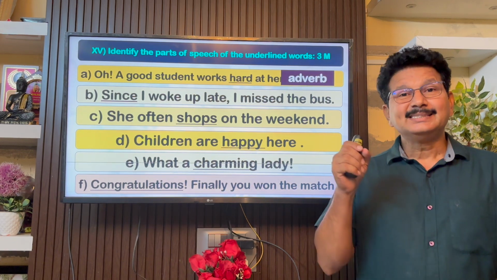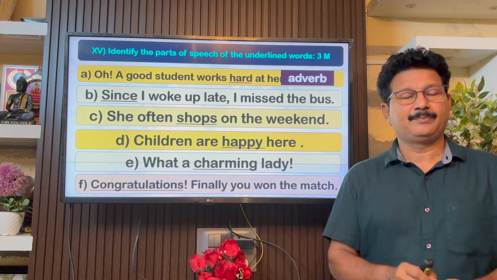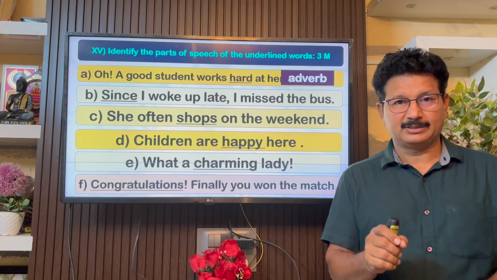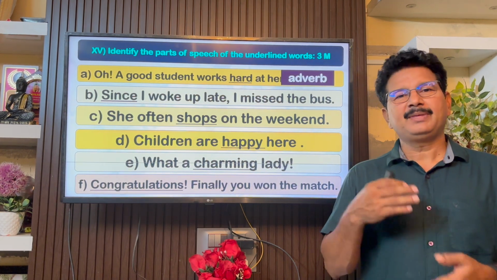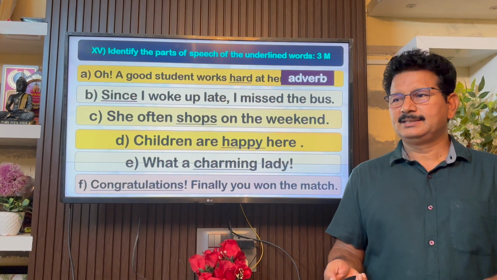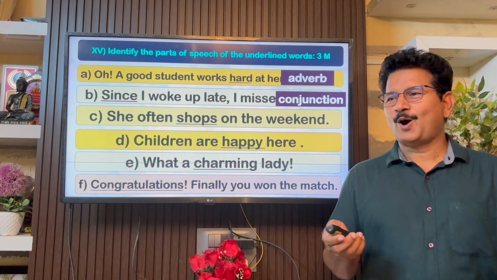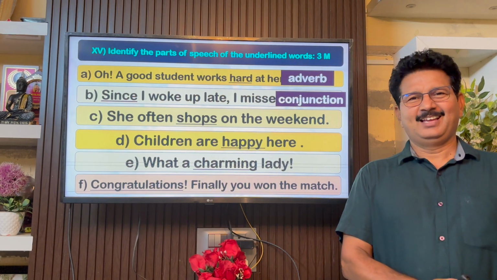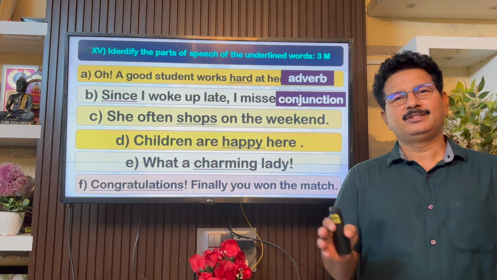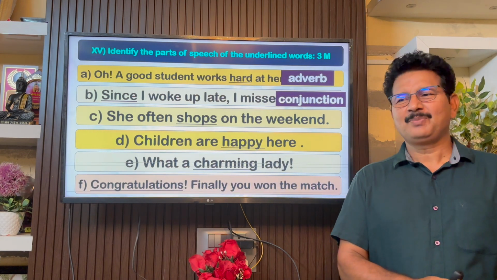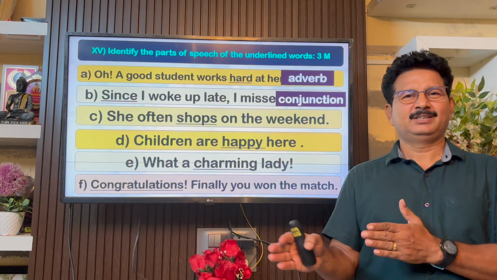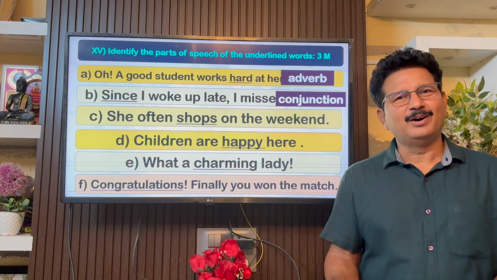Now the second one: "Since I woke up late, I missed the bus." Here you can see very clearly that since indicates it is a conjunction, right? At the same time, if, since, and, but, so, because are all conjunctions. And the third one is, "She often shops on the weekend." As soon as you look at this sentence, most of the students go with the noun for shops, right? But here, you can't find any other verb. So, she often shops. She does shopping. So, here it is a verb.